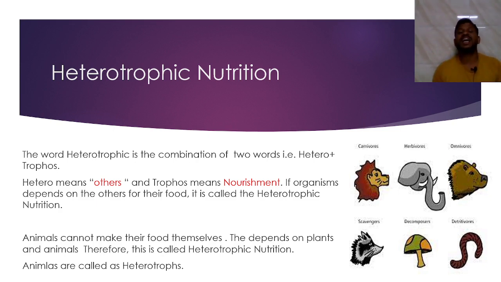Here, animals can't prepare their own food. We can't prepare our own food. We don't have chlorophyll in our body. Animals also can't prepare their own food. We depend upon the plants.